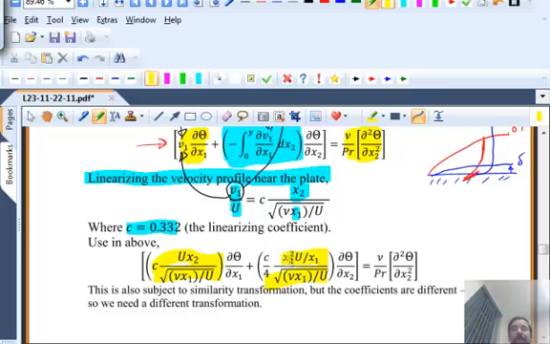Okay, that looks like a pretty complicated partial differential equation. Is it linear or nonlinear?